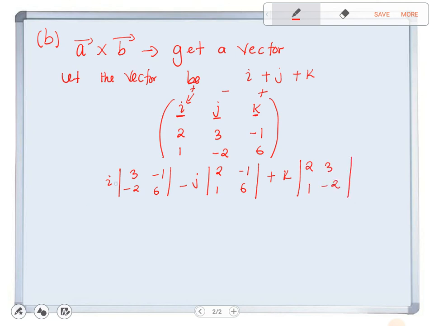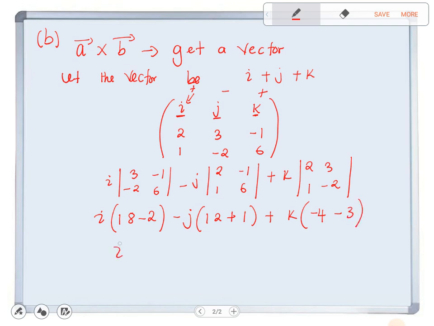Now after doing this, we are finding the determinant. That's why I'm putting the moduli. So we have i. 3 times 6 we get 18. Remember there's always a minus whenever you are finding the determinant. Now this and that will give you positive 2. Then minus j: 6 times 2 we get 12. 1 times negative 1, we get negative 1. Now there's also a minus under the determinant, so this one will give us positive 1. Plus k: negative 2 times 2 we get negative 4. Minus 1 times 3, we get 3.